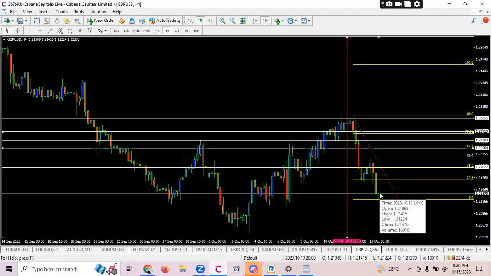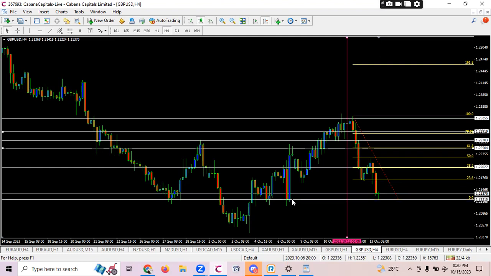Now the doji didn't just form at this level. If you go back, you will see that we had a support here. I think price tested this support level. Can you see that? That's the reason for this rejection. You can see it was a support here. It was a support here. You go back here also, it was a support.